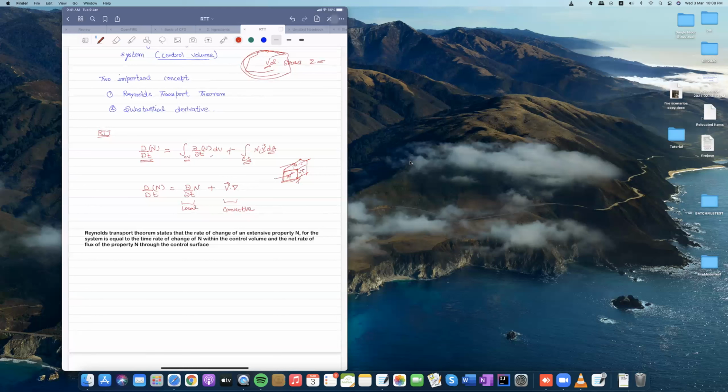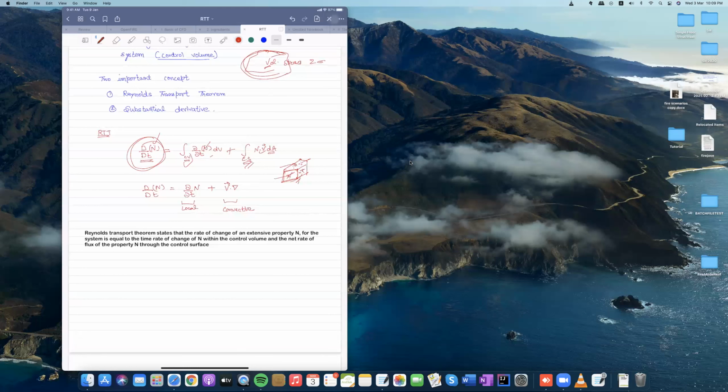So this is the basic definition. Reynolds transport theorem states that the rate of change of extensive property N for a system is equal to the time rate of change of N within the control volume and the net rate of the flux of the property N through the control surface. So basically this is what Reynolds transport theorem is stating. So basically this part is called substantial derivative. Substantial derivative is the total change in a property.